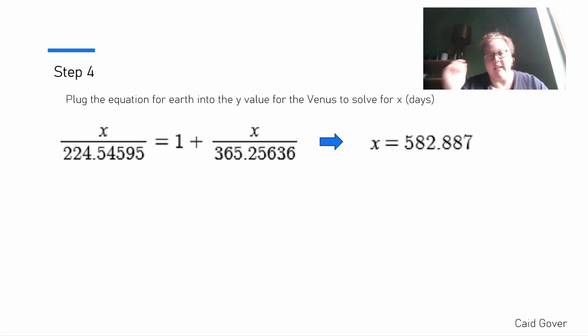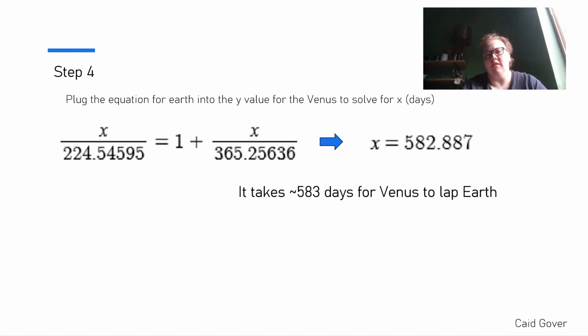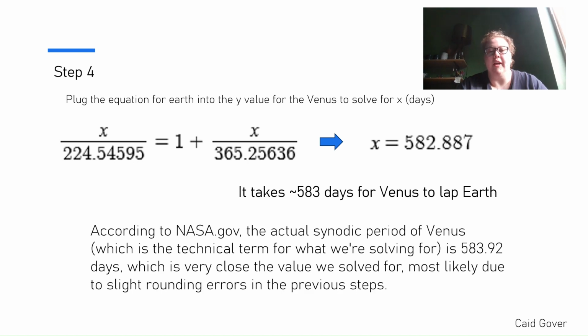This amount is almost 583 days, which is, I think, 1.6 years, roughly. And then according to NASA, the actual synodic period, which is the technical term for what we're finding, is 583.92 days, which is very close to the value we solved for. So this went well.